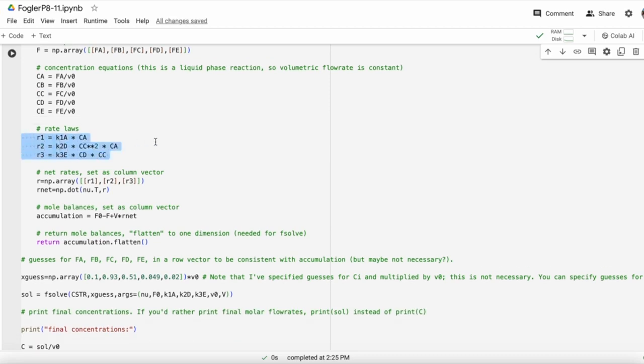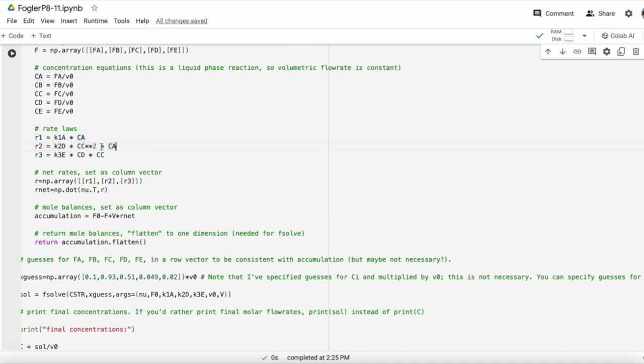Next, I'm going to write in my rate laws. These are copied from the problem statement. The only piece of syntax here is that Python doesn't use the caret symbol to raise a number to a power. It uses the double asterisk instead. So this is a CC squared term, so I've used the syntax CC double asterisk 2.